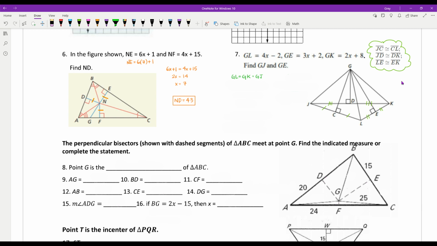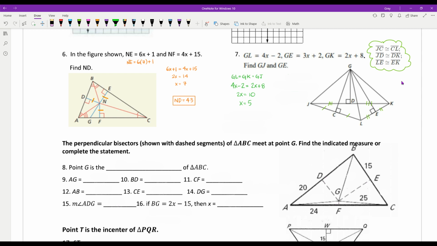They gave me GL and GK, so I'm going to have 4x minus 2 equals 2x plus 8. Subtract 2x and add 2. So 2x equals 10 and x equals 5. And so JG is going to be... where's J? Do I have JG? It's equal to either one of those. Which one did I choose?